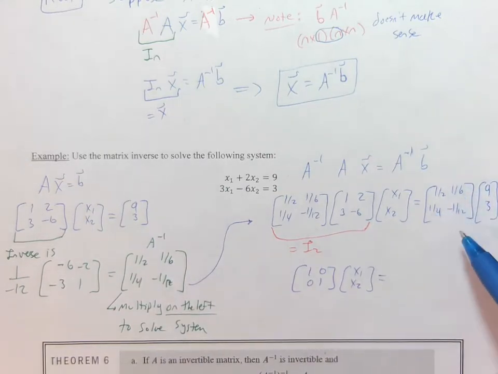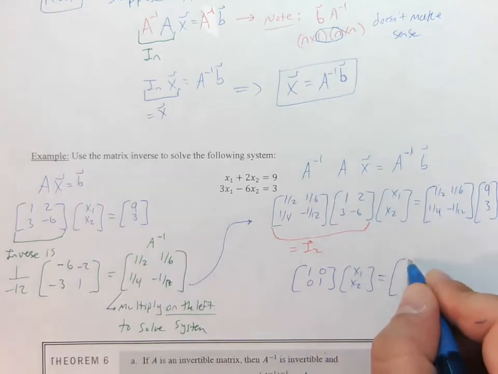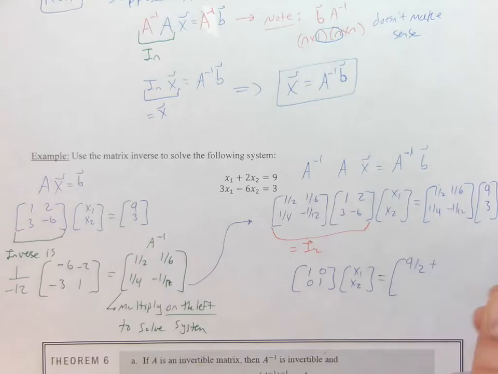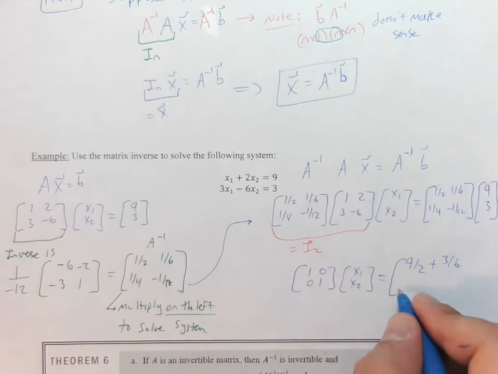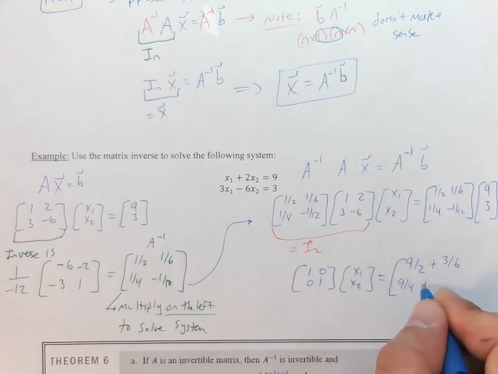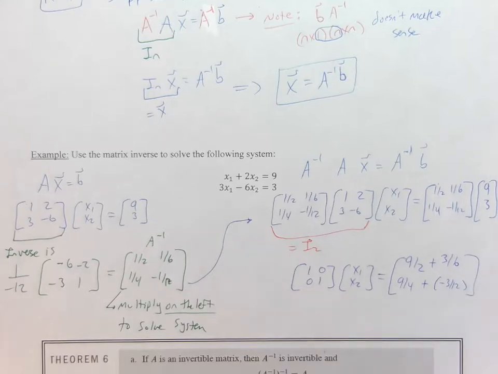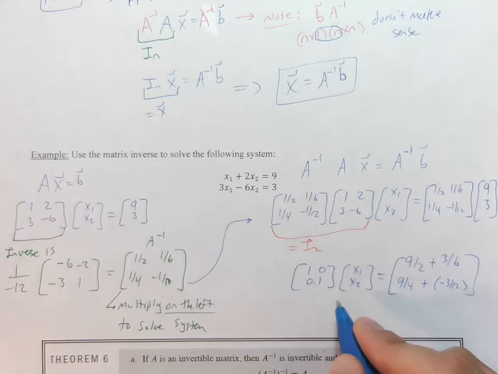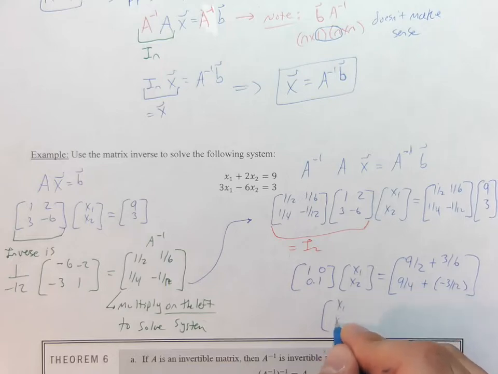And when we do this multiplication, the 9 multiplies the first column, the 3 multiplies the second column, right? So we'll end up with 9/2 plus 3/6, 9/4 plus minus 3/12. And then on the left, you're multiplying the identity matrix times x, so this just stays the same. So in other words, this just equals x1, x2, which is what we're interested in finding. And then what's on the right-hand side is the answer.